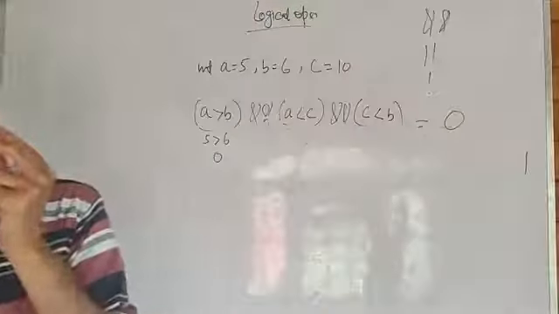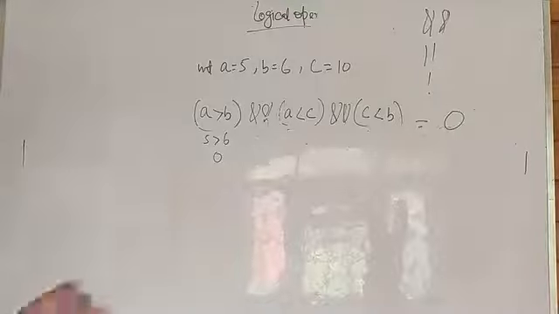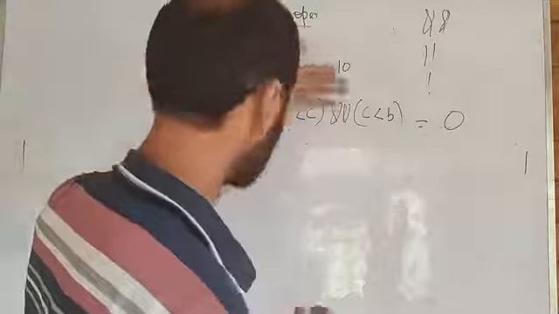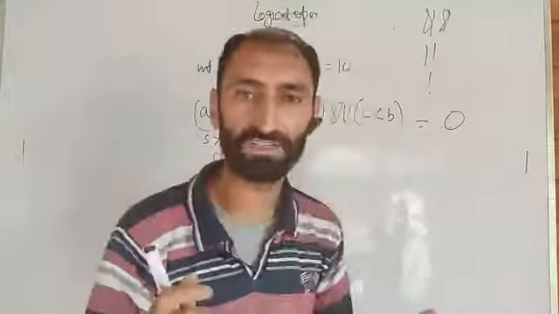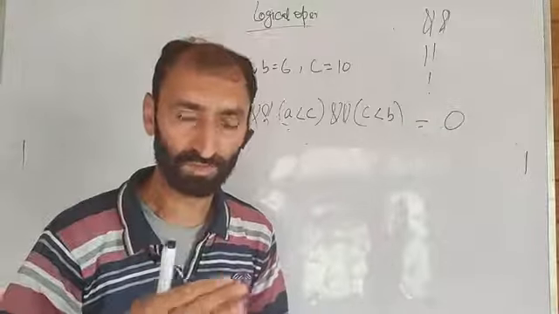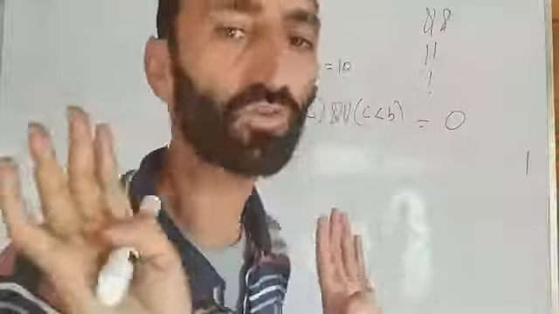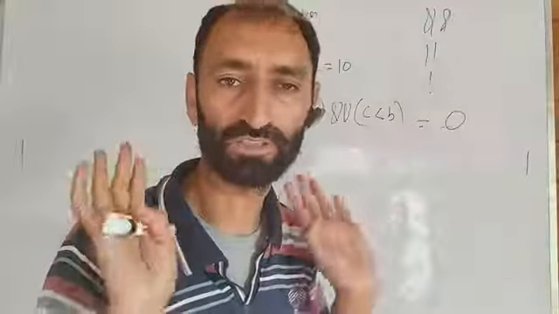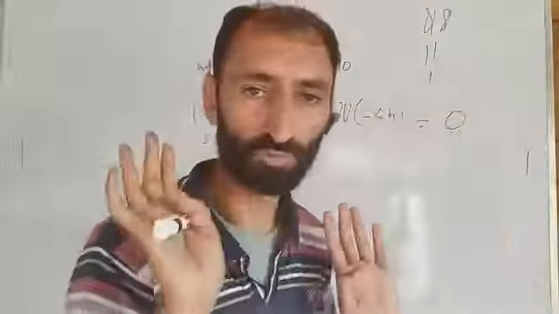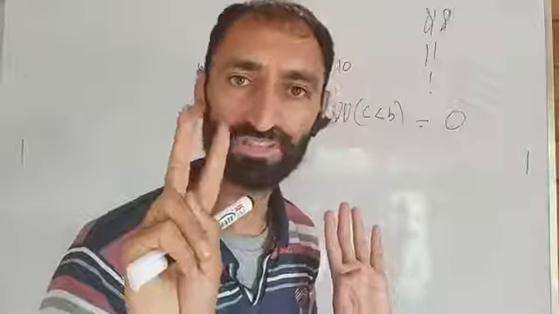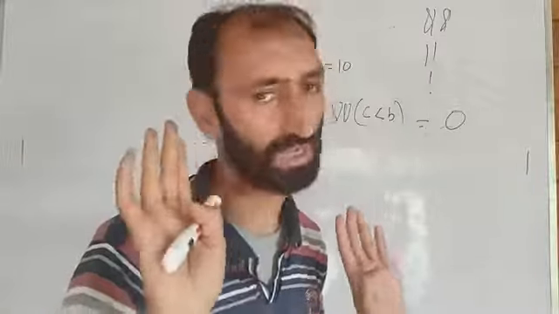The output of the AND operator is 1 when all the input expressions are evaluated as true. Logical AND is one when all the input expressions evaluate true. If any one of them doesn't evaluate true, otherwise the output is zero. Otherwise the output is zero. If any one is false, the result is false.